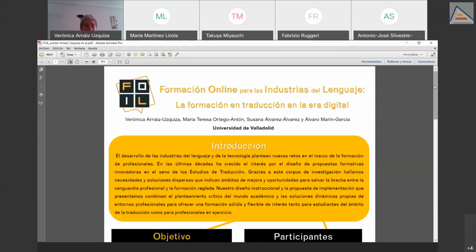Bueno, como comentábamos, se trata de una iniciativa K226, una iniciativa europea, y lo que planteábamos con esta iniciativa era tratar de llenar el hueco que consideramos que existe, y que realmente se ha demostrado que existe, entre la formación de los futuros profesionales de las industrias del lenguaje y el mercado profesional en la actualidad.